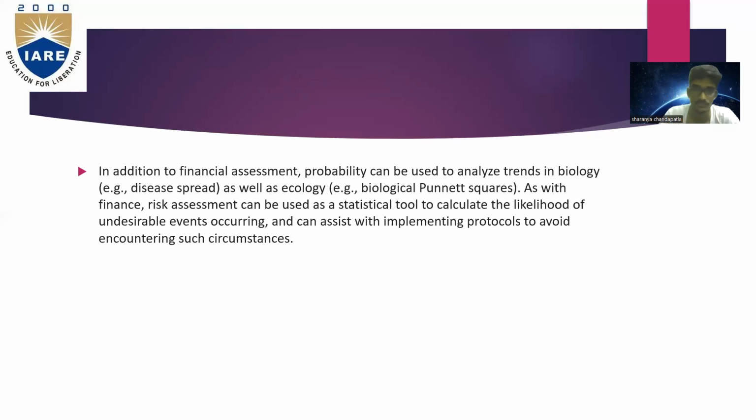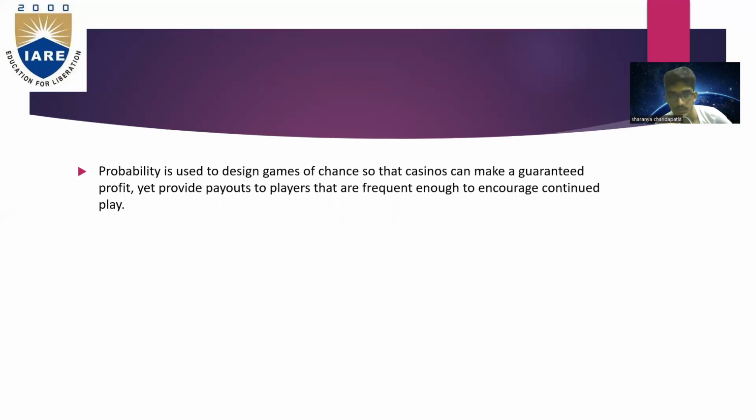Probability is used to design games of chance so that casinos can make guaranteed profit yet provide payouts to players that are frequent enough to encourage continued play. So probability is used in designing games of chance, to make the players continue the game with interest and spend a lot of money on the games. Probabilities are also used in the designing of games.